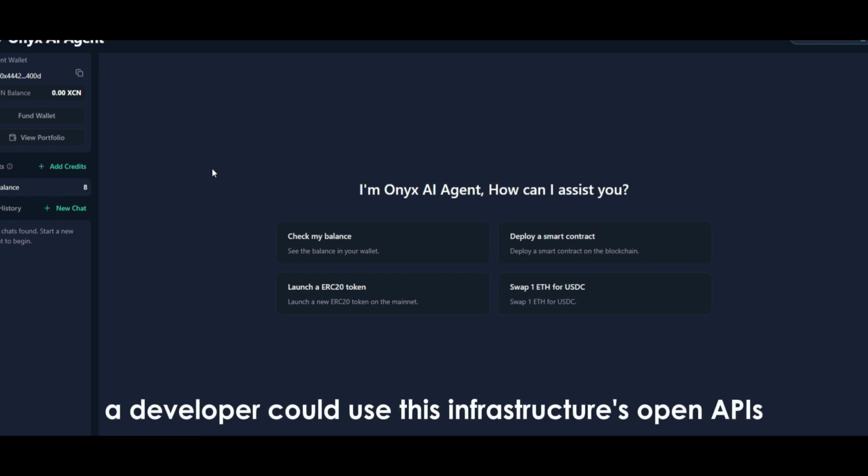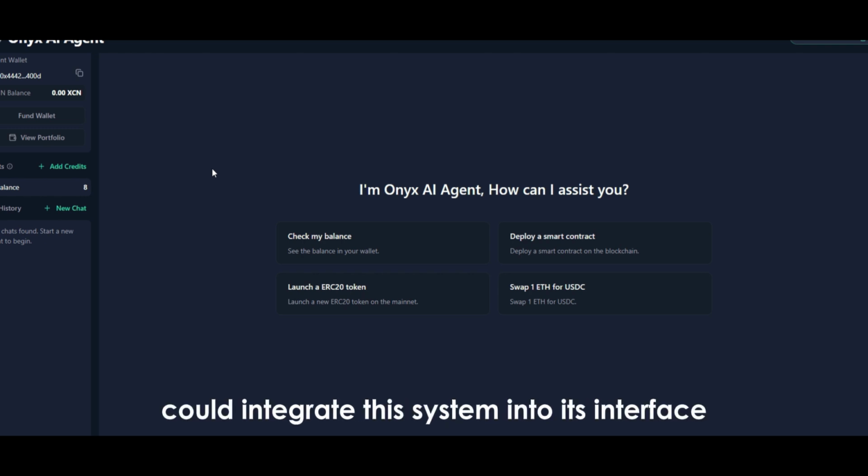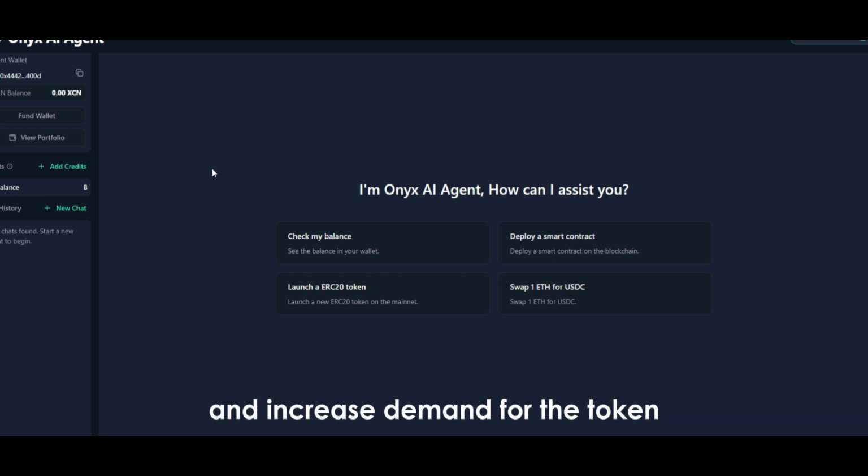For instance, a developer could use this infrastructure's open APIs to create their own application, or an exchange platform could integrate this system into its interface. All these scenarios contribute to the growth of the ecosystem and increase demand for the token. The system's scalability may be one of its most important aspects.